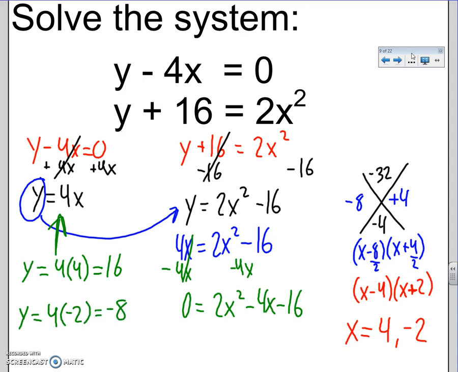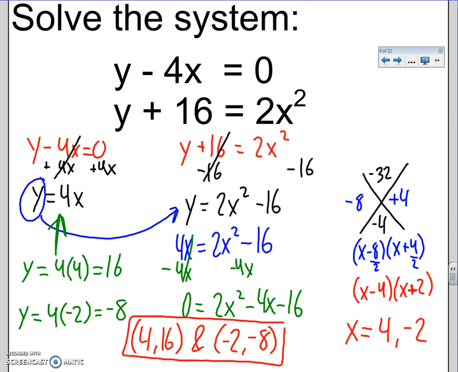So my two answers are: when x is 4, y is 16, and when x is negative 2, y is negative 8. So these two graphs cross at those 2 points. All right, that was my first part. I'll continue the next part on the second video.